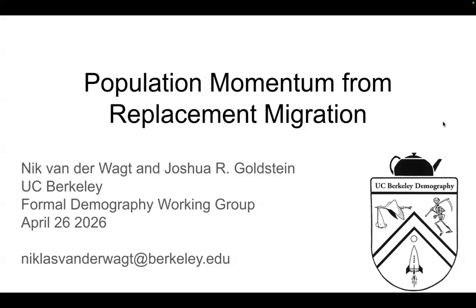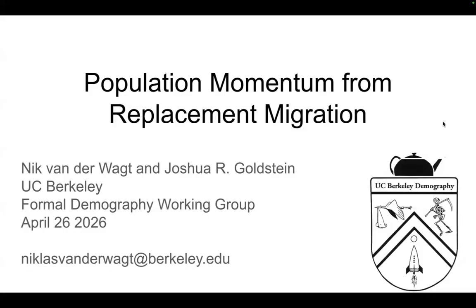Today I'm going to be talking about population momentum from replacement migration. I just want to caveat or acknowledge that, as often happens with formal demography, a lot of things are being bracketed. In the background, there are a lot of policy conversations, sociology of migration, and sociology of reproduction and gender that I'm going to be skimming right over in this talk because there's a lot of formal demography to get to, and that's the namesake of the group. But I want us to keep that in the back of our minds, and maybe we can return to it later on.